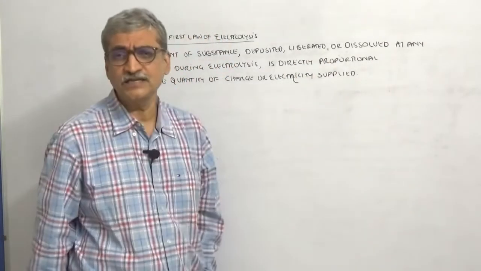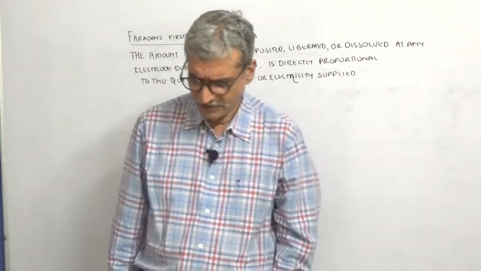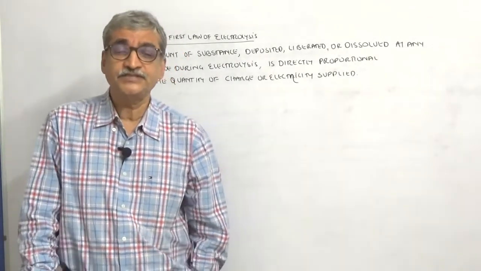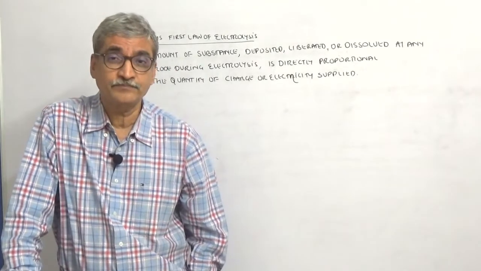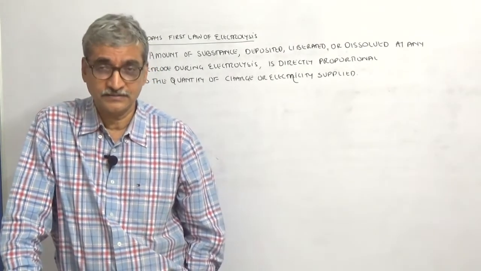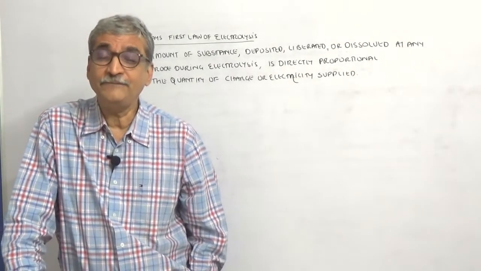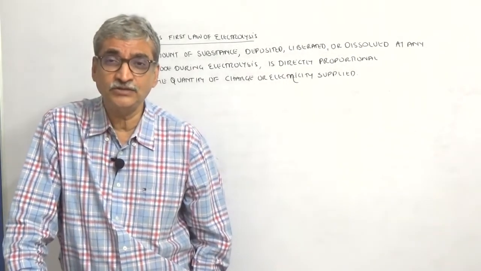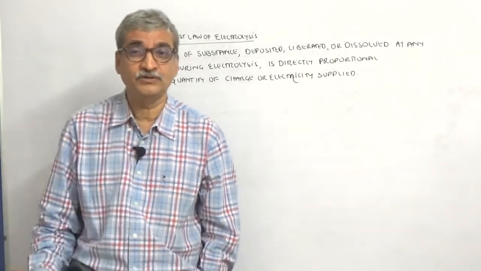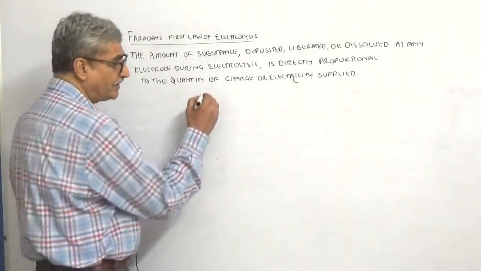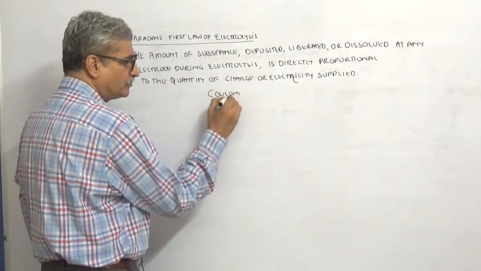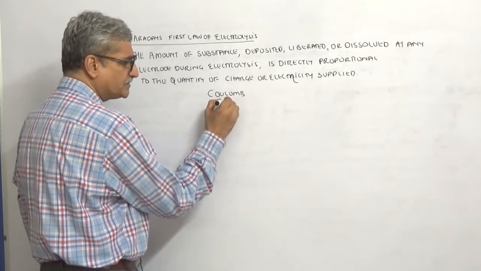Here, students essentially make one mistake. I don't know why they say quantity of current. Charge is coulomb. If you look at current, what is coulomb? Ampere second, that is current into time. So if you just say current, you're not taking time into consideration. So remember, coulomb is the quantity of charge.